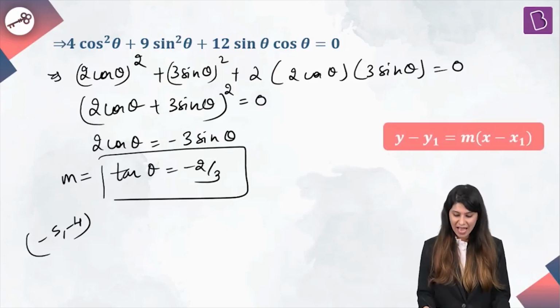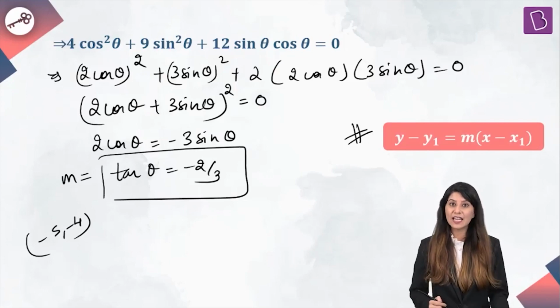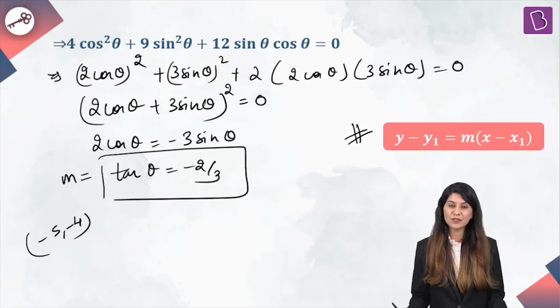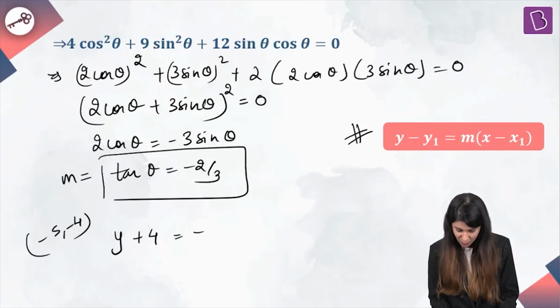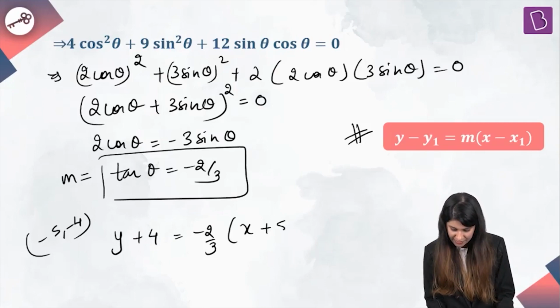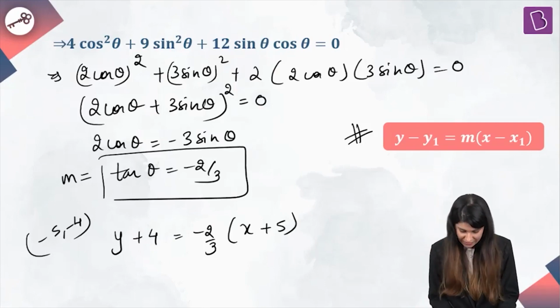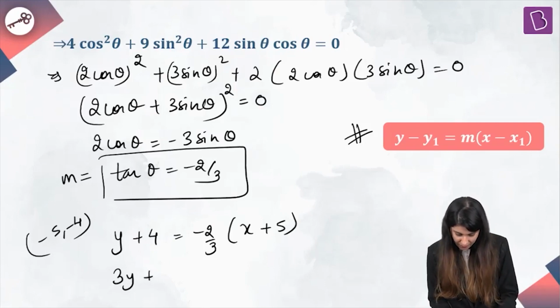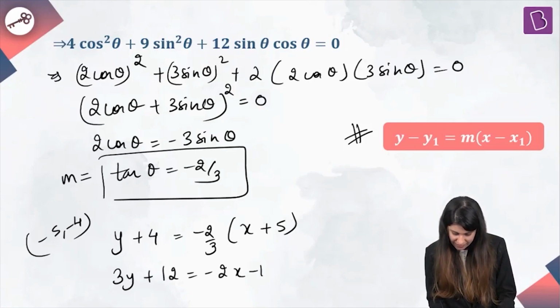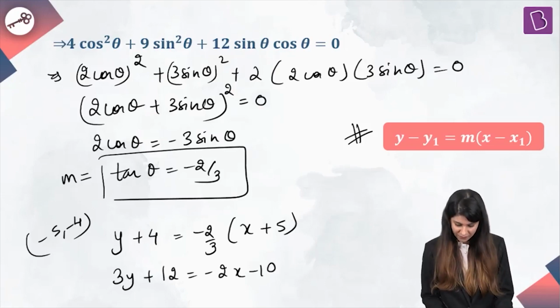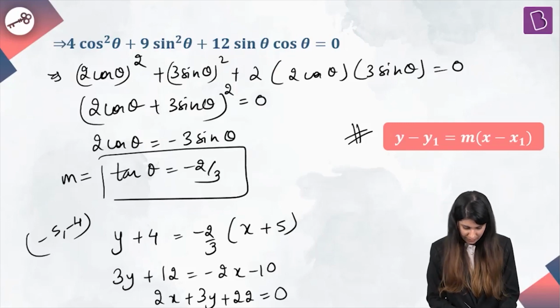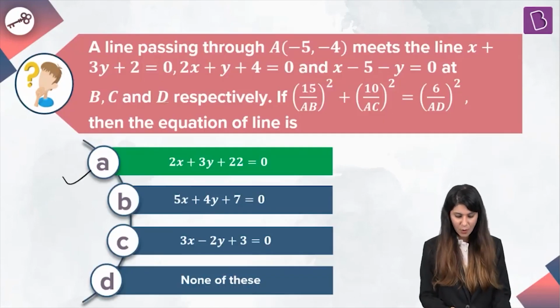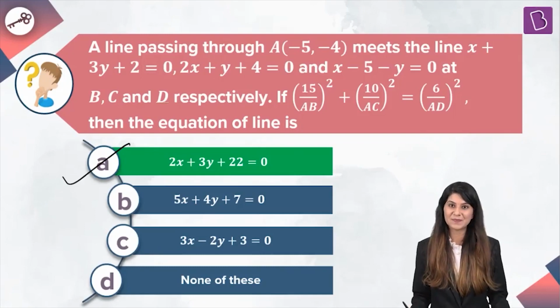Slope we have, point we have. Can we apply point slope form to find the equation of this line? Of course, yes. So here y plus 4 is equals to minus 2 by 3, x plus 5. Now we just need to solve this. Let's quickly do that. 3y plus 12 is equals to minus 2x minus 10. Or finally 2x plus 3y plus 22 is equals to 0. That gives me option A as the final correct option. Got it?